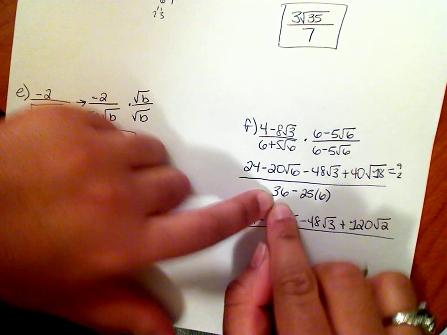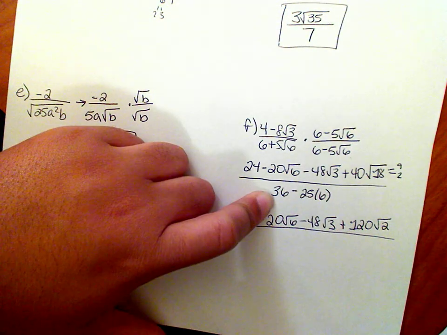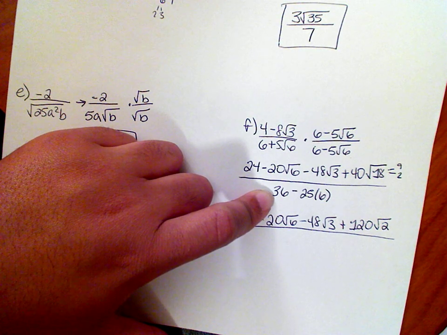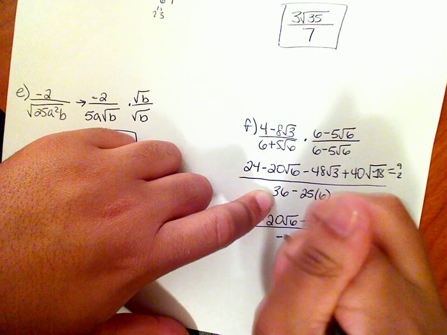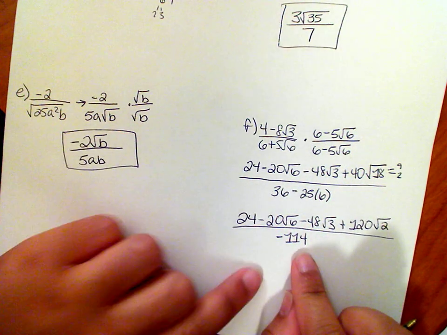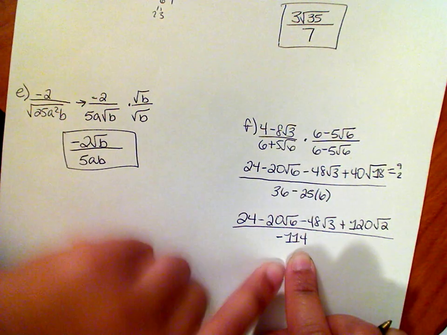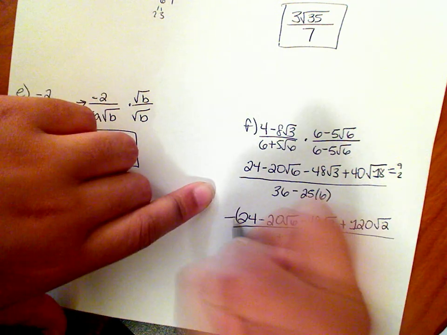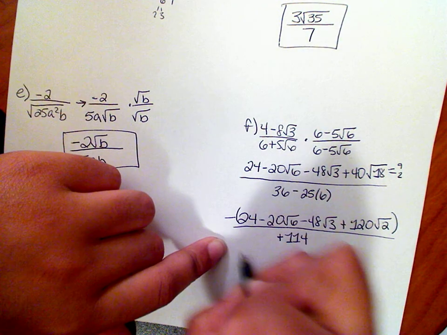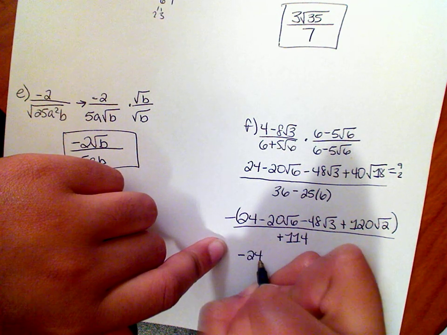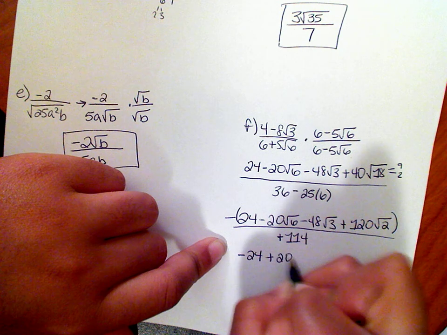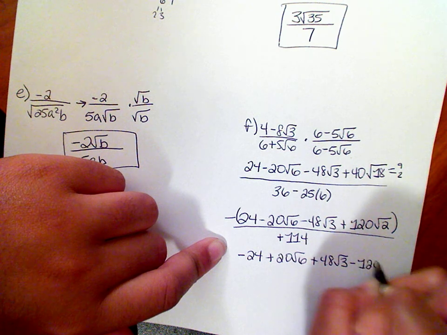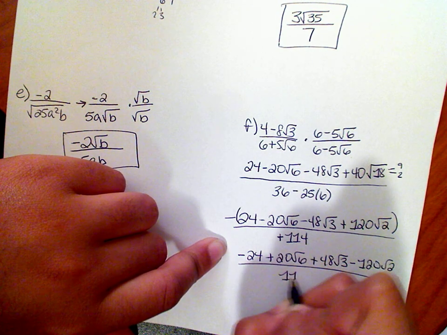over 36 minus 25 times 6 is negative 114. We cannot have a negative in our denominator, so we're going to change this to a plus and distribute a negative to the top. So then we're going to get negative 24 plus 20 square root of 6 plus 48 square root of 3 minus 120 square root of 2 over 114.